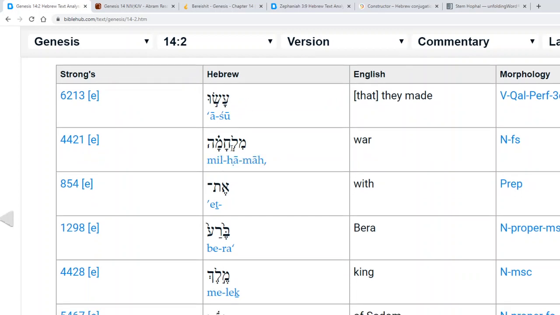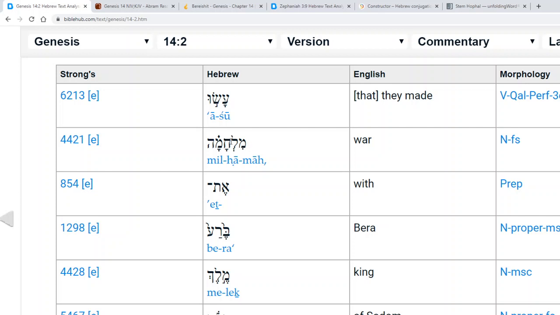Asu, right? Milchama. So the root here is Ayin Sin He, right? To make. And the He drops off. It's in the Kal perfect for the third person plural. So Asu, that's the Vav. It makes it into the third person plural. They made. Milchama. So Milchama means war.